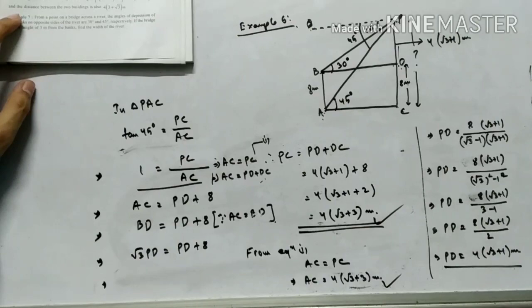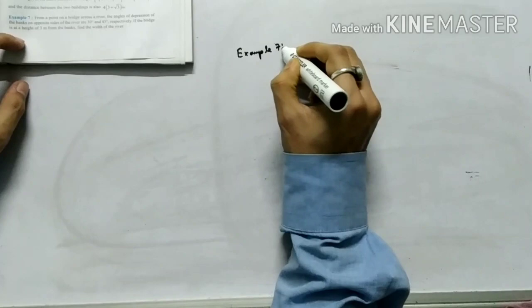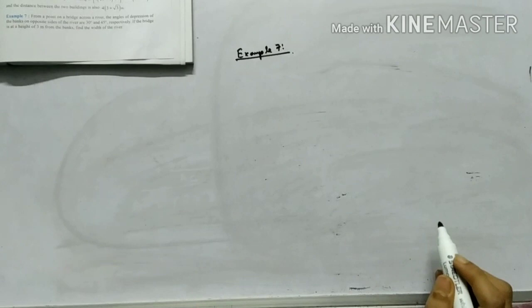Next I will go to example 7. From a point on the bridge across a river, the angles of depression of the banks on opposite sides of the river are 30 degrees and 45 degrees respectively. If the bridge is at a height of 3 meters from the banks, find the width of the river.